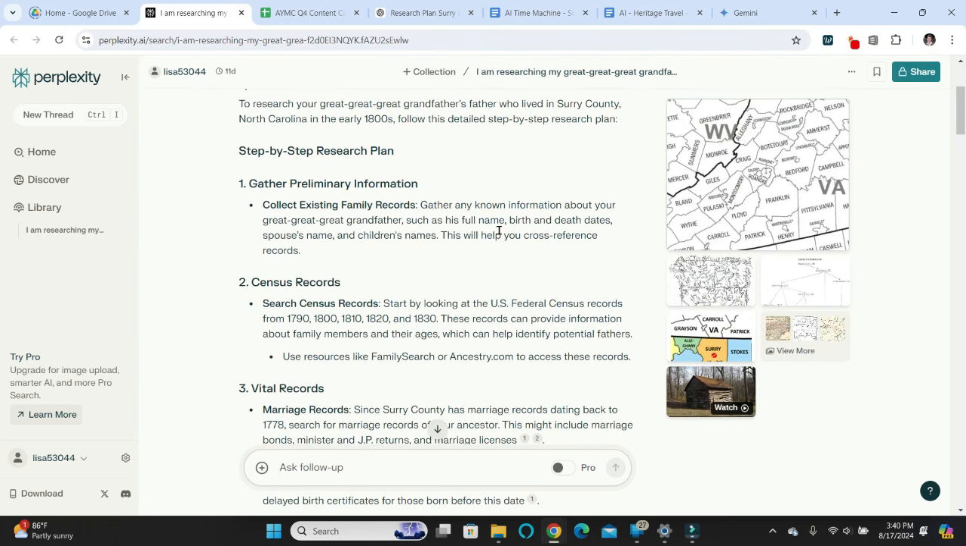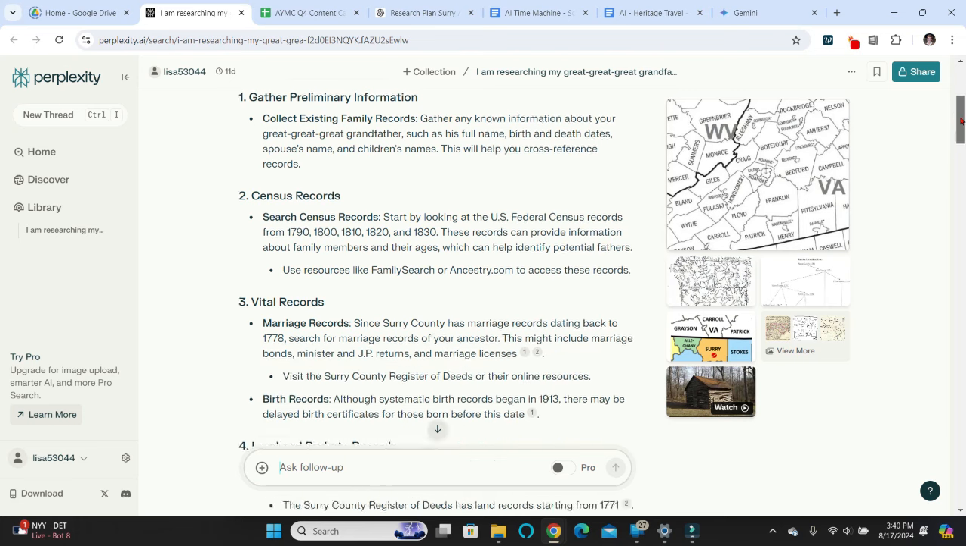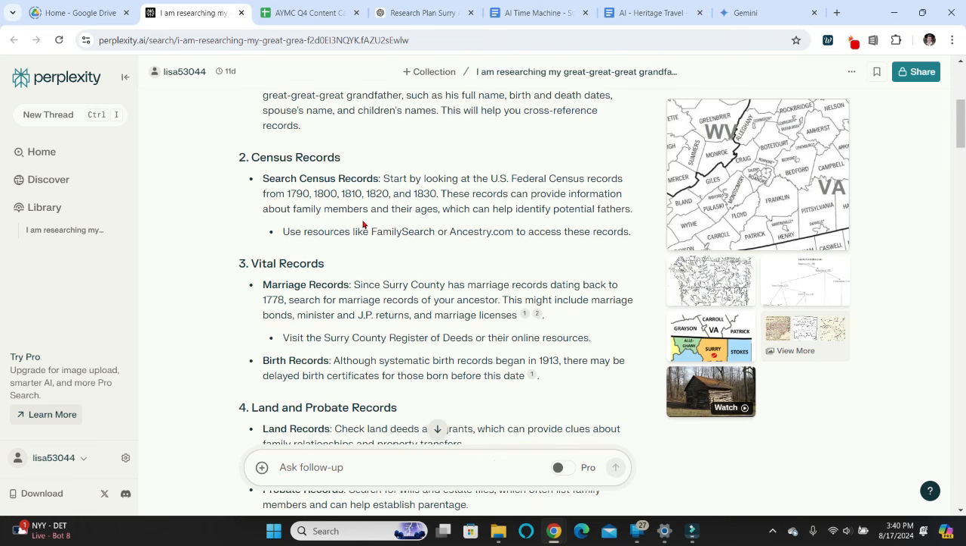And again, this is a fairly high level plan. I haven't given it a lot of specifics, but it's telling me, okay, gather what you know. Census records, it's telling me which years to search. Okay, 1790, 1800, 1810s, 1820, 1830. So it is telling me which census records to actually look in, and it's also telling me which resources to use. Family Search and Ancestry.com to be part of those.